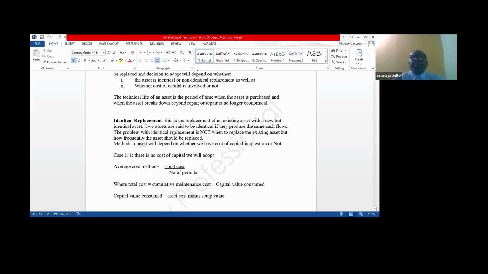To address this problem, the method to use will depend on whether you are given cost of capital in the question or where cost of capital is not involved. If there is no cost of capital, then you are going to use the average cost method. Your average cost is total cost divided by number of periods.